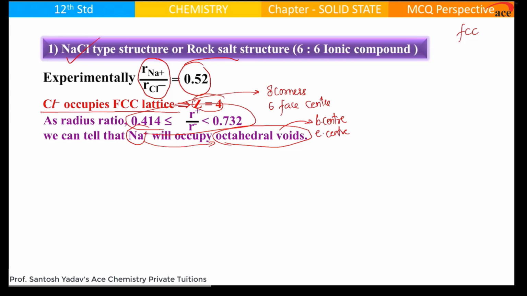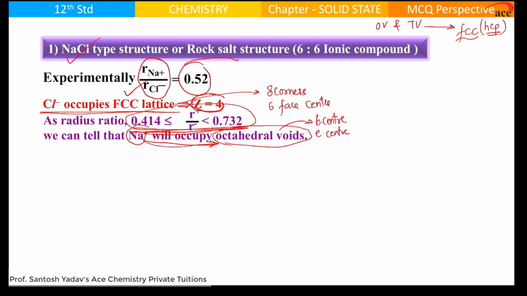From where has all this understanding come? From the experimental data that the radius of cation to the radius of anion is found to be 0.52, and that radius ratio lies in this range. Therefore, Na plus occupies octahedral void, and we know octahedral void and tetrahedral void are speciality of FCC and HCP. Everywhere we are taking cube as a standard. Therefore, we are going to take FCC as a standard. Therefore, Cl minus will occupy FCC and will have a rank of 4.